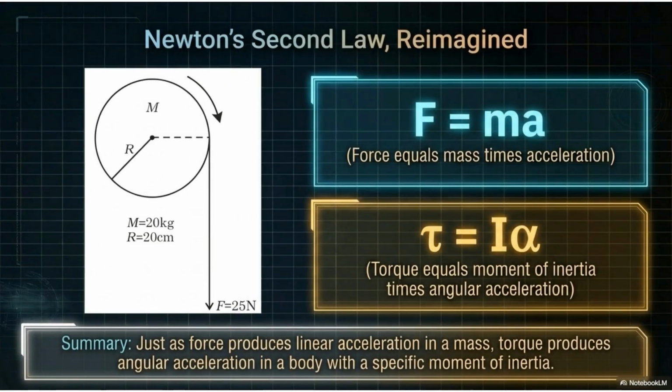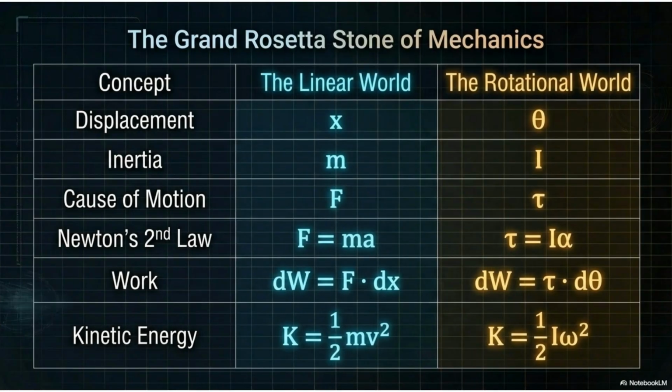We can reimagine Newton's second law for rotation. Torque equals the moment of inertia times angular acceleration. This mirrors the linear equation, where force equals mass times acceleration. This table acts as the Rosetta Stone of mechanics, showing the direct parallels between the linear and rotational worlds. Understanding these relationships is the key to mastering the physics of motion.